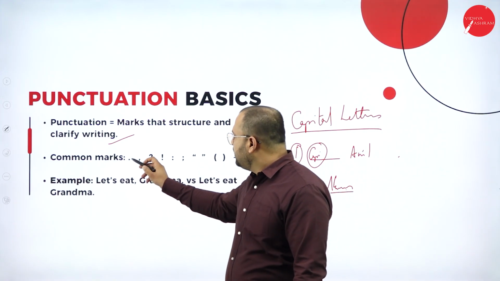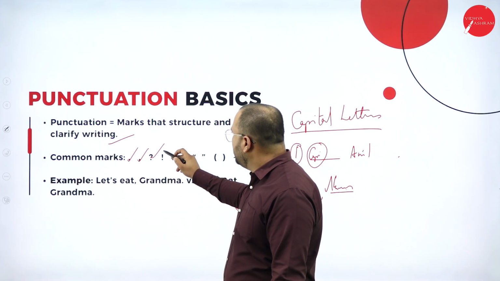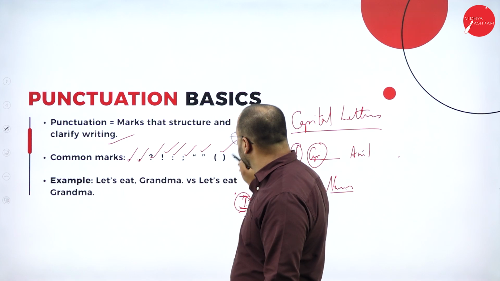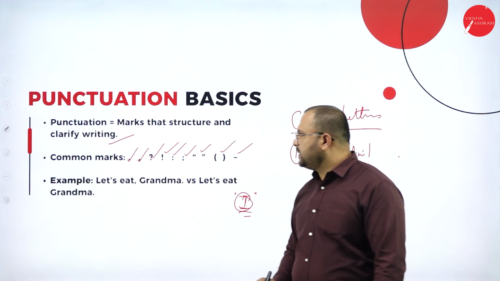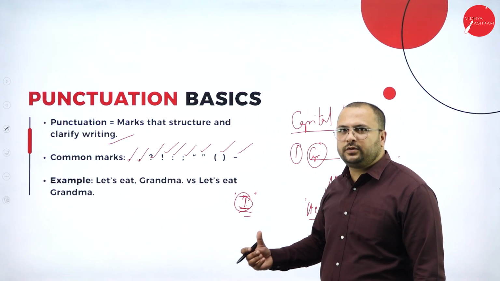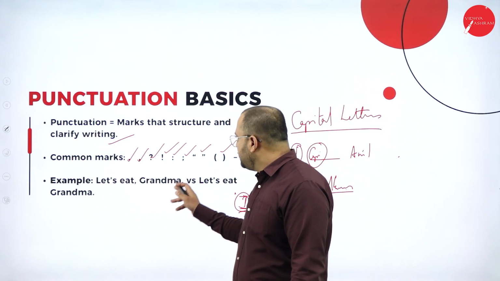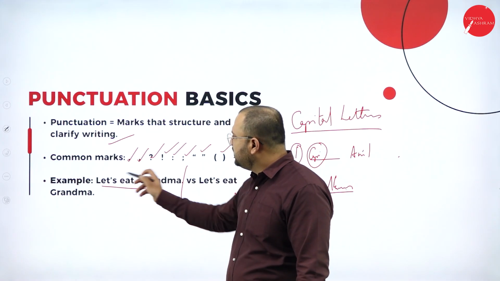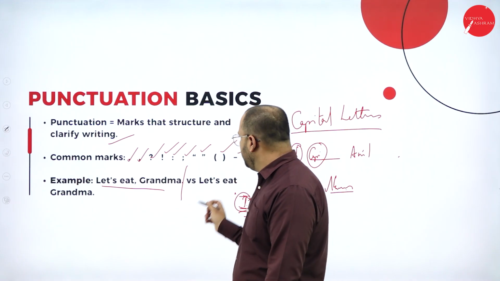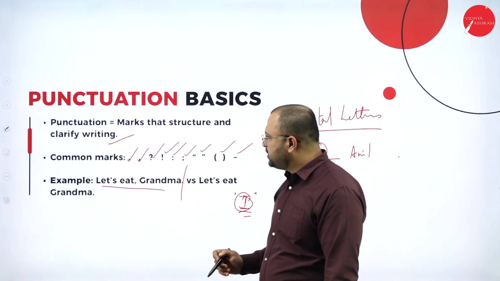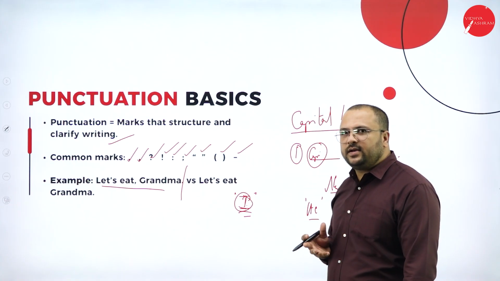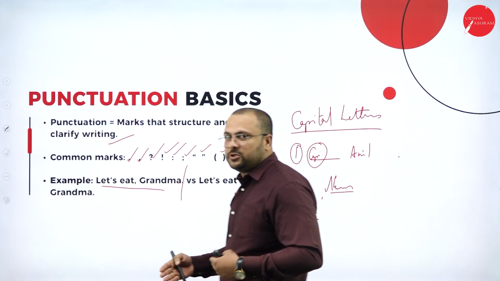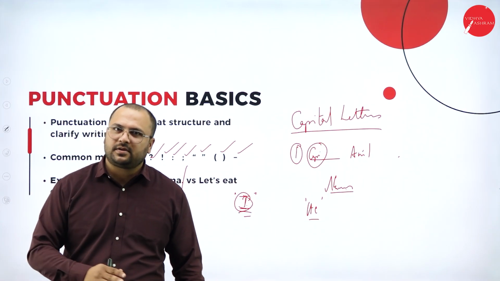Those are a full stop, a comma, a question mark, exclamatory, colon, semicolon, quotation mark, parenthesis, hyphen. So here take an example of a sentence whose meaning changes with the use of punctuation marks. Let's eat, comma, grandma. This is a sentence. When you read the sentence, you understand that somebody is telling grandma that they should sit and eat together. But here you see, let's eat grandma, there is no punctuation mark except the full stop. So this sentence gives the meaning that we are going to eat grandma.